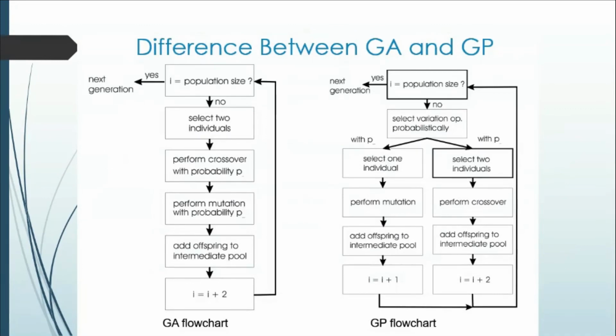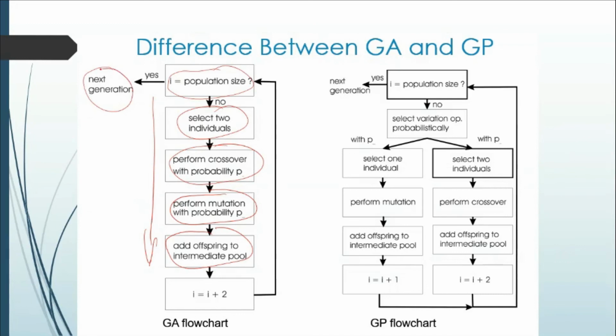The difference between genetic algorithm and genetic programming lies in different ways. One way is the flow chart. In the case of genetic algorithm, the flow chart is only like this, without any branches. There is a population. Then we select individuals, perform crossover with some probability, perform mutation with some probability, and add offspring to the intermediate pool. Then the next generation is created. This goes on repeating.